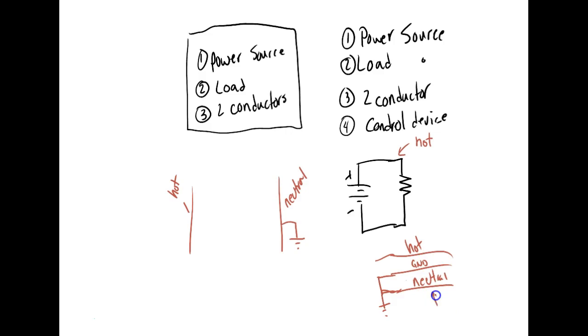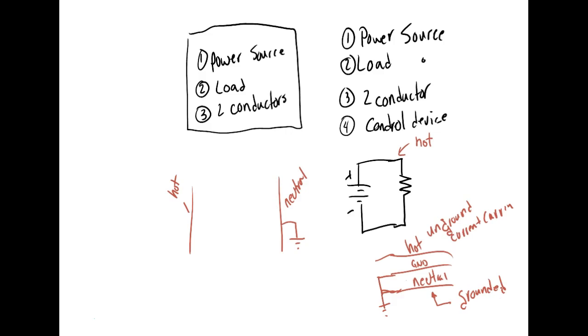So NEC, National Electrical Code, if y'all are taking it, they don't call them neutral and they don't call them hot. They call this the ungrounded current carrying conductor. And they call this the grounded current carrying conductor. And they do that so you don't get that confused.